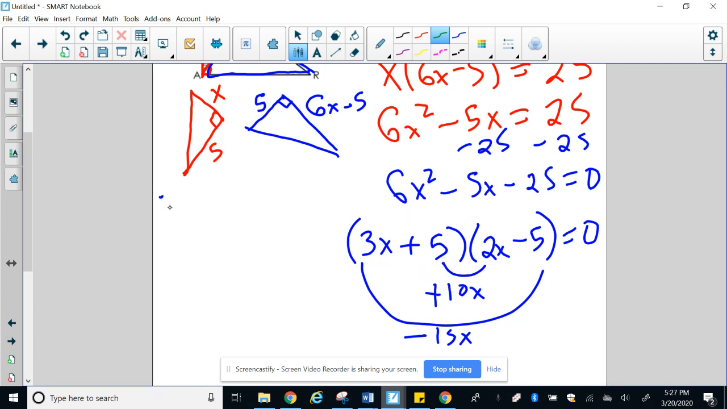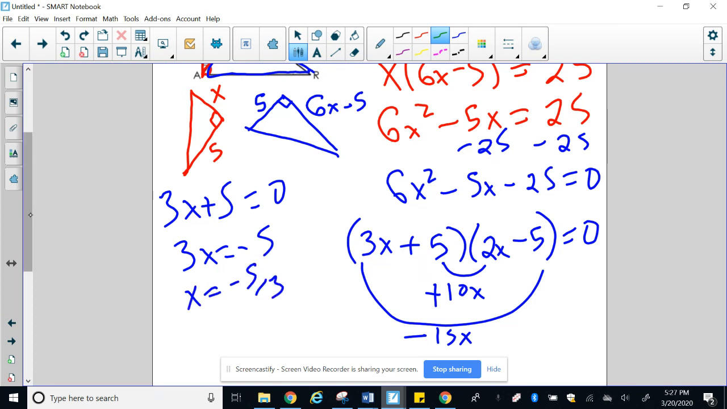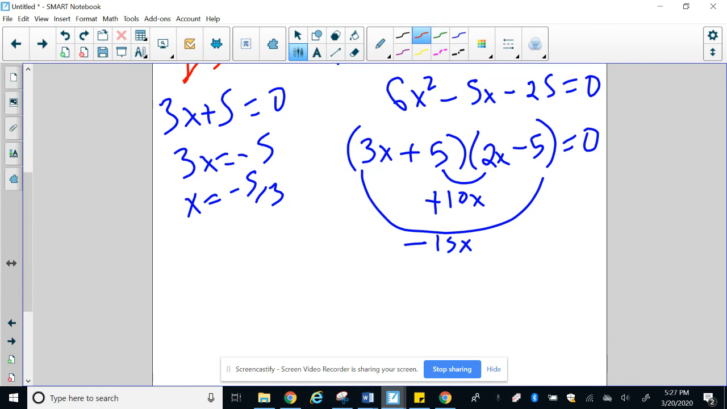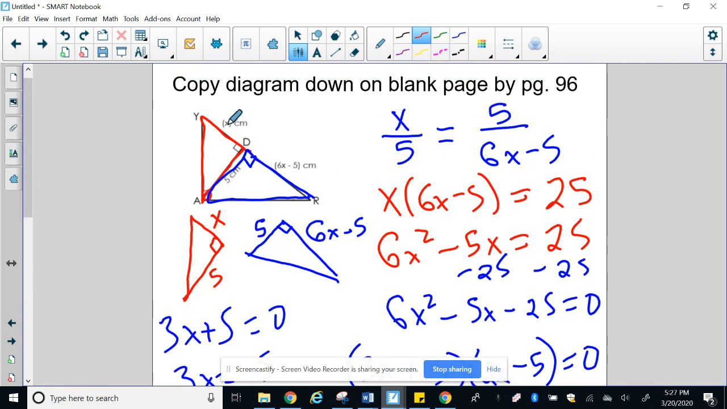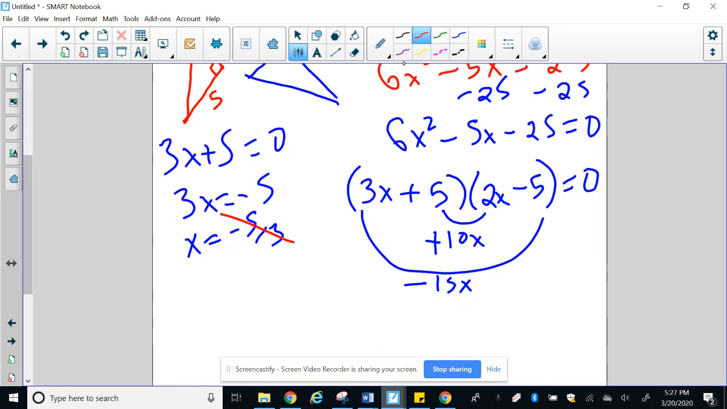Now we solve. Okay, so we have 3x plus 5 equals 0. Let's solve that out. 3x equals negative 5, x equals negative 5 over 3. Not good, right? Negative answer doesn't make sense. That's not going to work. Remember, we know that because we look at our diagram, x as a side length, negative 5 over 3 centimeters doesn't make sense.